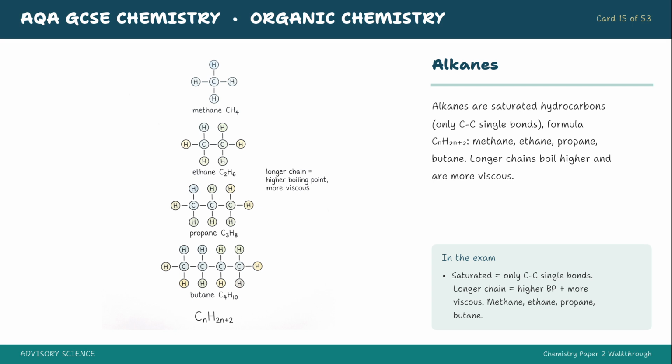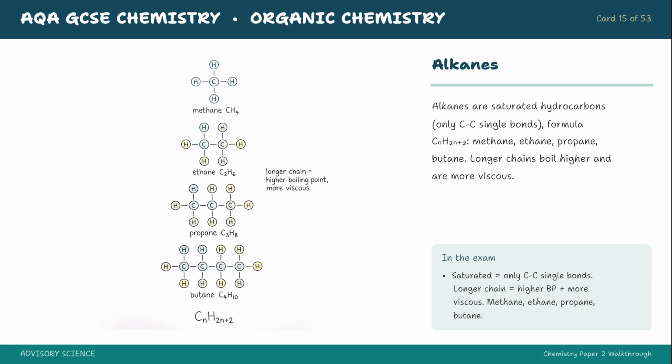In the exam, you must memorize the names and formulae of the first four alkanes: methane, CH4, ethane, C2H6, propane, C3H8, and butane, C4H10. Be prepared to draw their displayed formulae showing every single atom and bond line clearly. Remember the acronym MEPB? Monsters eat pupils' brains. Methane, ethane, propane, butane.